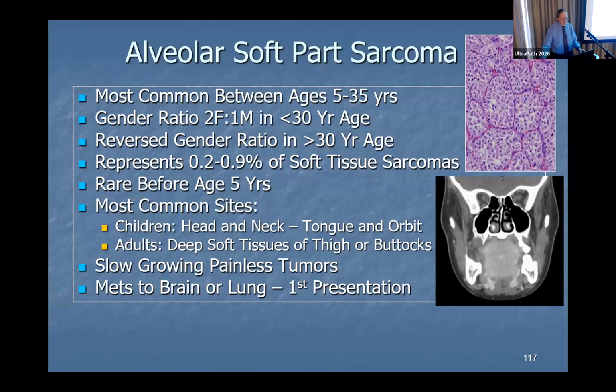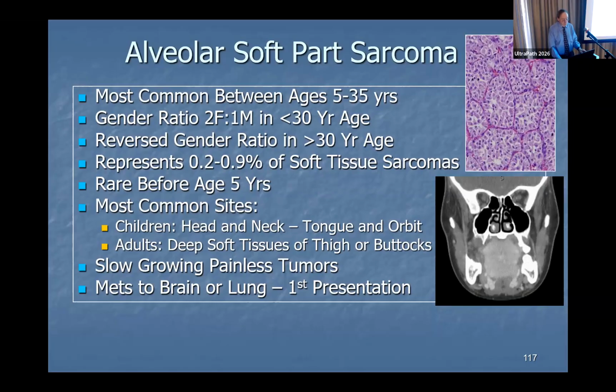So most alveolar soft part sarcoma occurs between ages 5 to 35 years of age. Most of them fall within our pediatric age group. It represents less than 1% of soft tissue sarcomas, and it's fairly rare before 5 years of age. The common area in children is the head and neck region. The tongue is the most common, followed by the orbit. In adults, typically they are deep soft tissue tumors that occur in the thighs and buttocks.